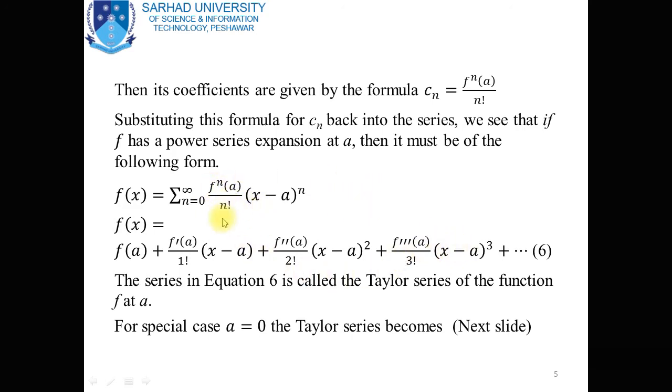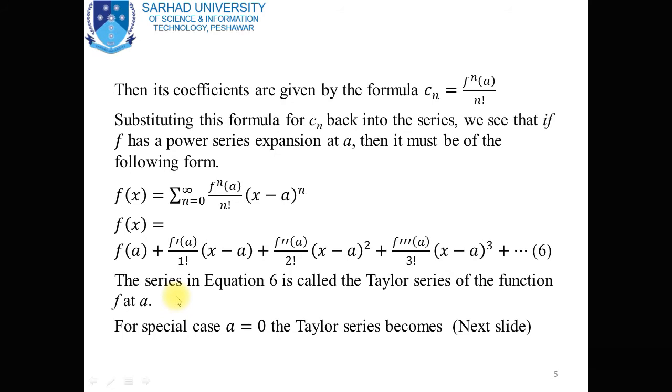So this series now can be written as f of x is equal to f of a plus f prime a divided by 1 factorial into x minus a plus the second order derivative of the function at x is equal to a divided by 2 factorial into x minus a whole square plus the third order derivative of the function at x is equal to a divided by 3 factorial into x minus a whole cube plus and so on. So this series in equation number 6 is actually called the Taylor series of the function f at x is equal to a.